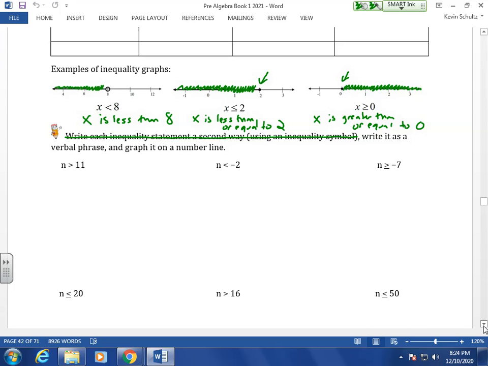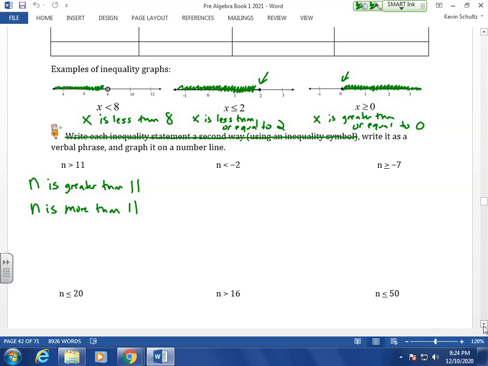So this first one here, n, check our symbol. What does that mean? Oh, the greater than symbol. N is greater than 11. Okay, if you wanted to write it as n is more than 11, that would be fine also, right? Because the phrase more than means the same thing as greater than. You don't have to write them both.